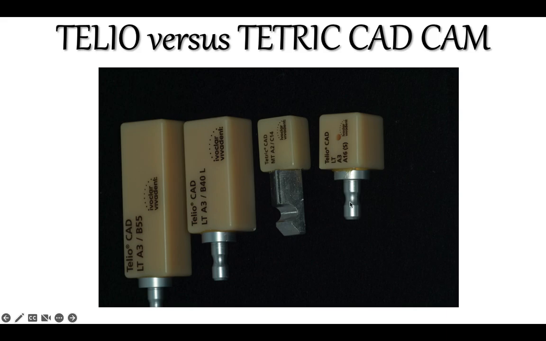Also notice that they have different attachments. This attachment is rounded. This is for the milling machine for the CEREC. And this attachment that is kind of hexagonal or triangular with some weird square shape is for Planmeca. And we have many different types of blocks for both of the machines.